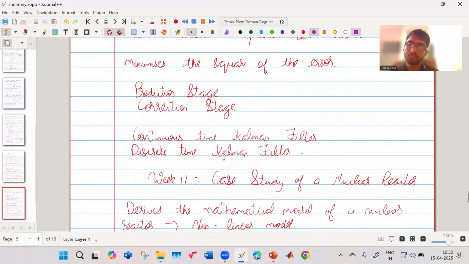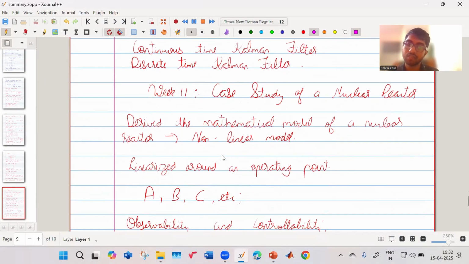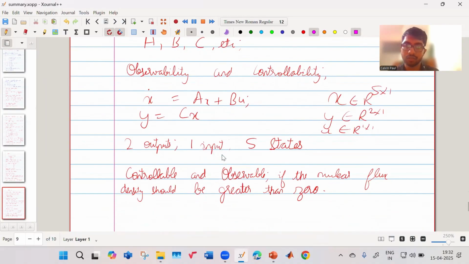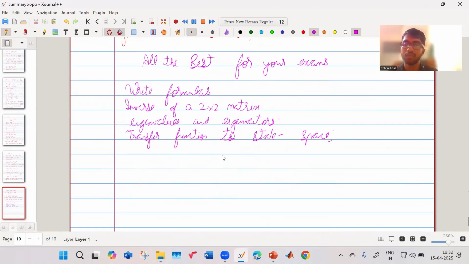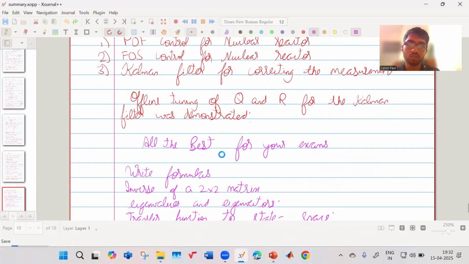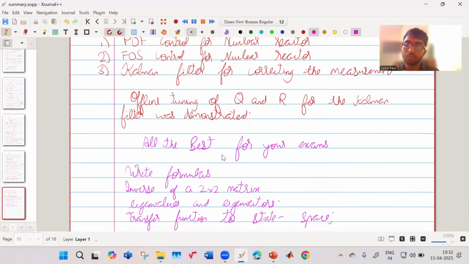Kalman filter, which has a prediction stage and a correction stage. The case study of the nuclear reactor also was shown by Sir, and output feedback design, POF control, FOS control, Kalman filter, etc. All these were touched upon. So all these advanced research level problems were touched upon and shown to you all. So I hope you'll be able to do your exams well and pass with flying colors. Okay. So thank you again.